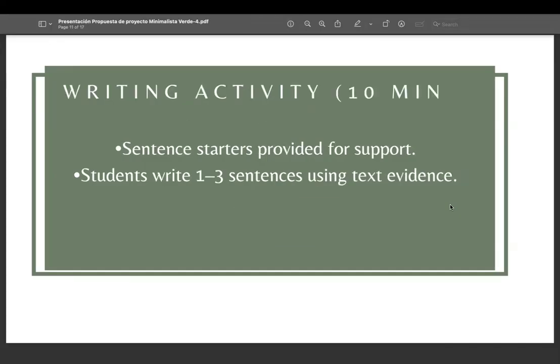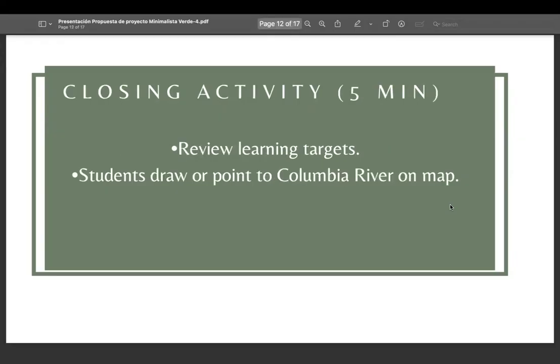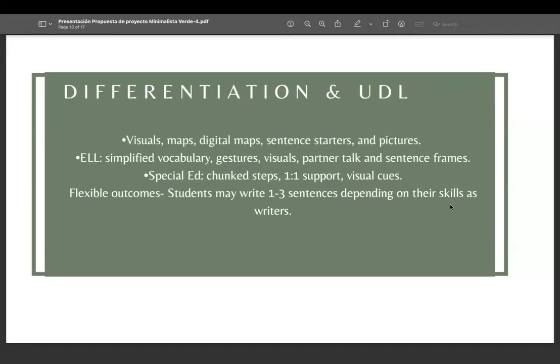And then the writing activity, it's 10 minutes. Sentence starters are provided for support, and students can write 1 to 3 sentences using text evidence. And then the closing activity: the teacher reviews all learning targets, and students draw or point to the Columbia River on their individual map. That way teachers can know what they understood or didn't understand from the lesson, which is basically that they need to be able to identify the Columbia River. So hopefully they do after the lesson.